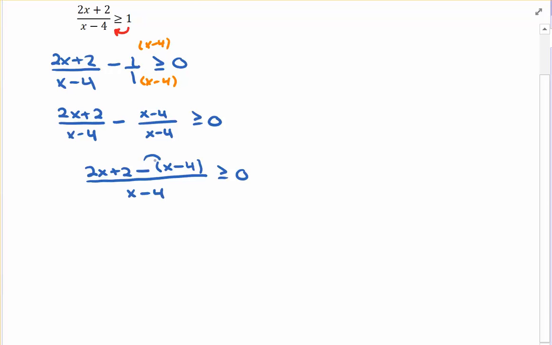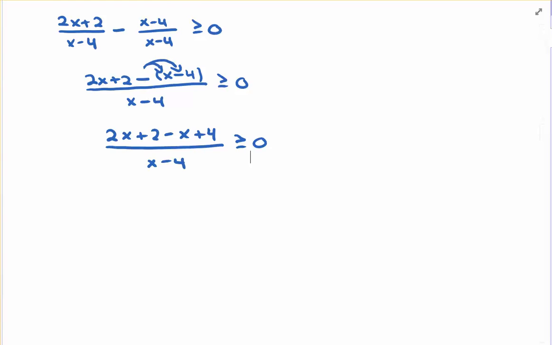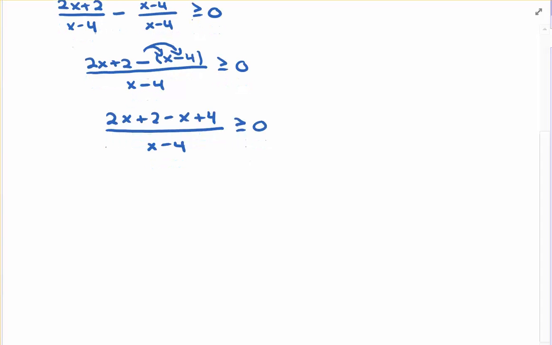Alright, go ahead and now distribute the negative sign. So in the numerator, it's 2x + 2 - x + 4 all over x - 4, still being greater than or equal to 0. Alright, so there is quite a bit of cleanup to do here, but we'll definitely make it through. On top, we have some like terms. For instance, 2x - x is 1x, and then the 2 + 4 leaves us with the expression (x + 6)/(x - 4).